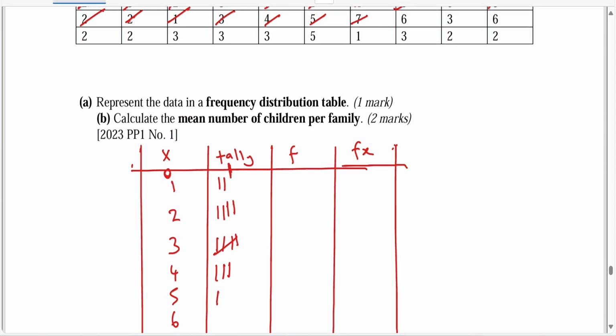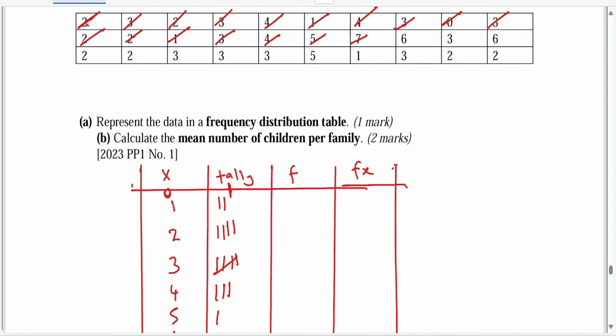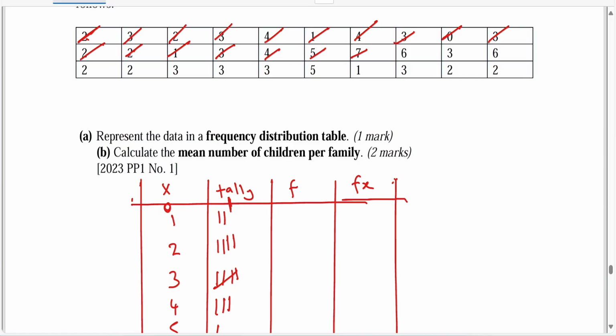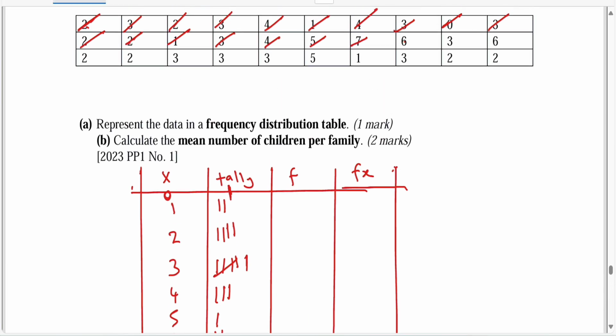We have 7. So the first 7. We have 6, 3, 6. So we have 6, then 3, then 6. So 6, 3, and 6. So we finished with those.